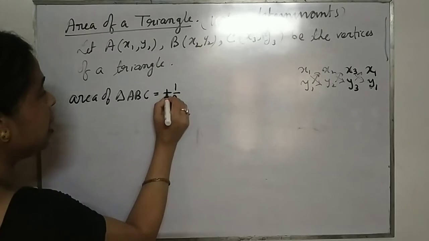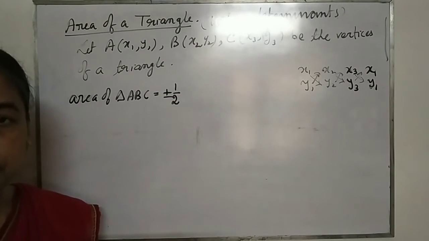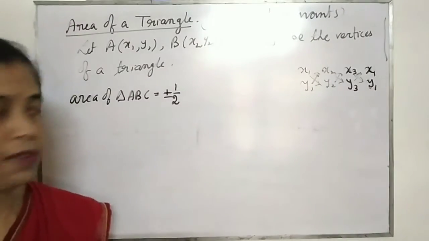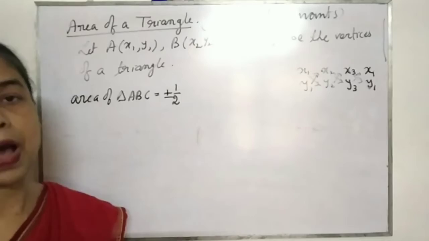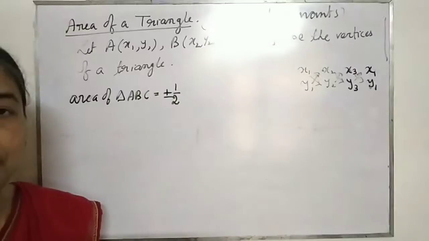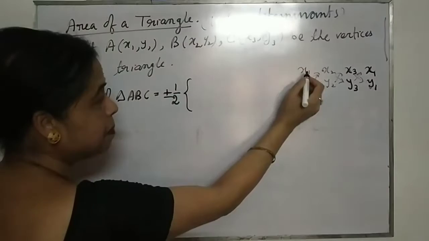Again, as we know, the area of a triangle is always positive. If you get a negative answer, you have to write the answer as positive. That's why you have to start with plus or minus half. That formula is derived from half into base into altitude. I'm not going to derive the formula now, I'm just going to apply it. So if I want to apply it, just cross multiply.